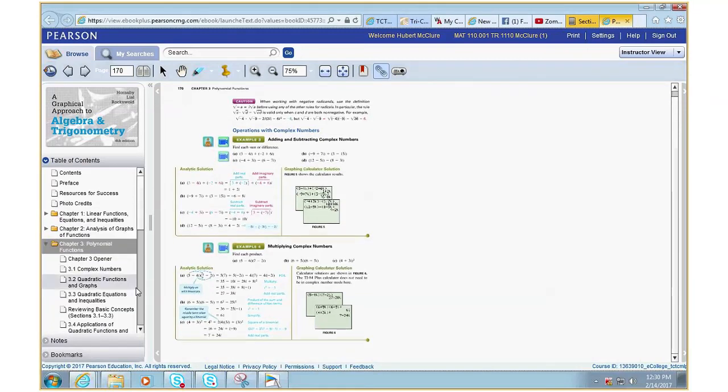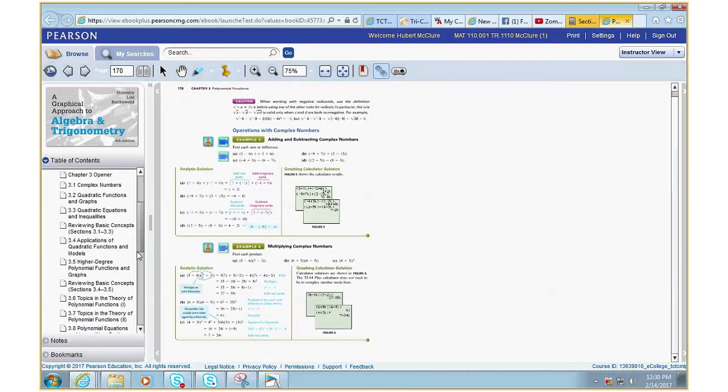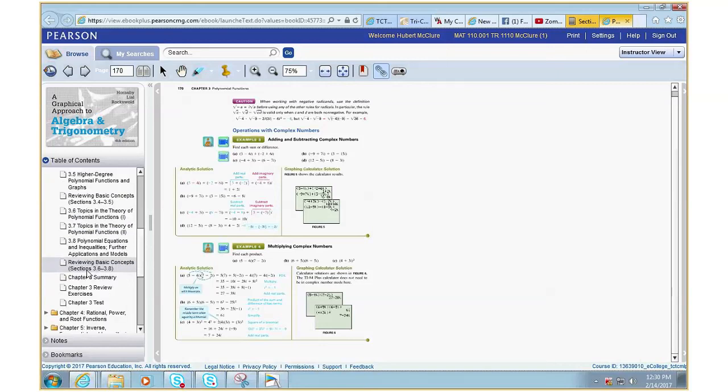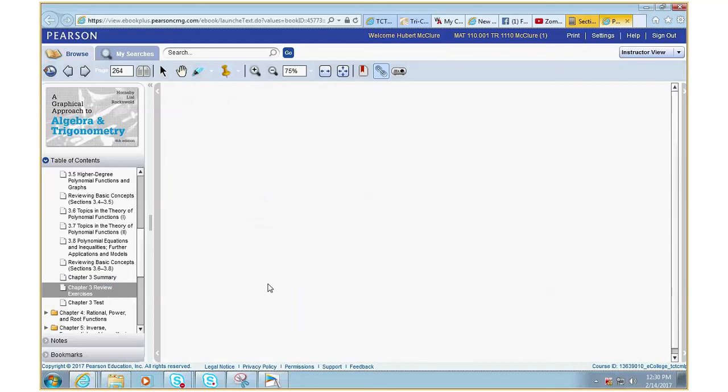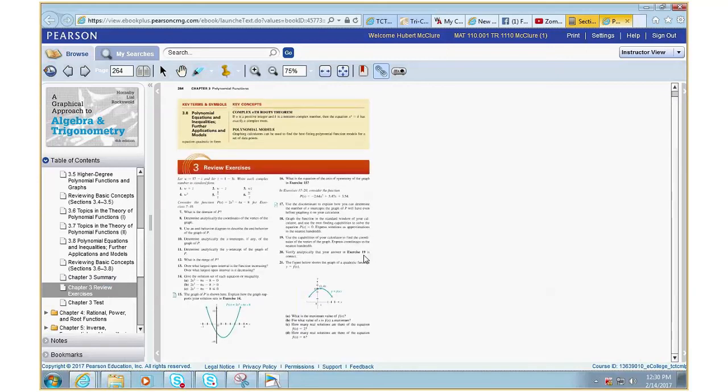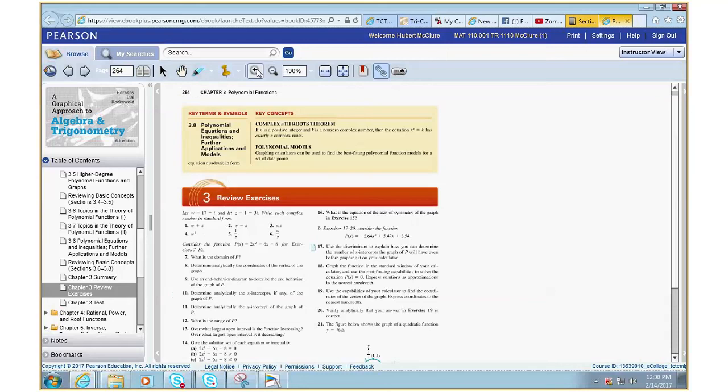Complex numbers. Quadratic functions and graphs. We've covered that. Quadratic equations. We've covered quadratic equations. Higher degree polynomials. Covered a little bit, but that ain't going to be on the test. Might go over some homework problems. Chapter 3 review exercises, just to let you see what it looks like. This is the review exercises.